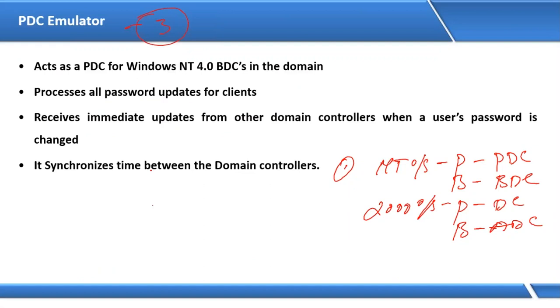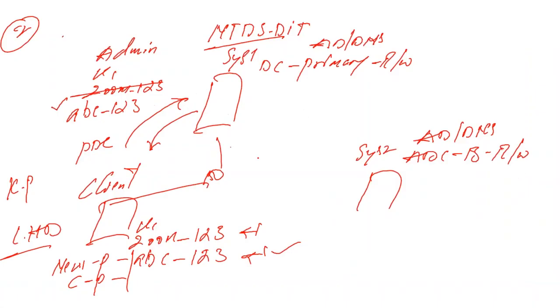Now what is the third job here? It synchronizes the time between the domain controllers, then replication will take place here. Now try to understand what this is. This is the third job.